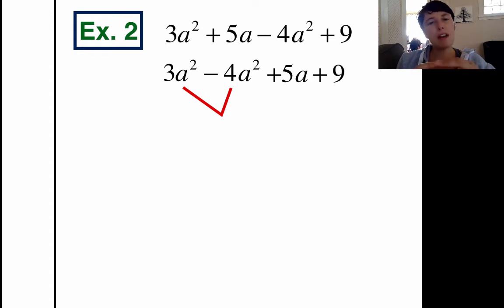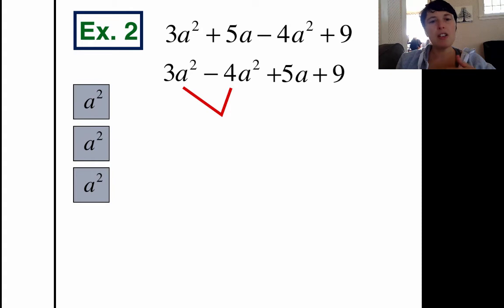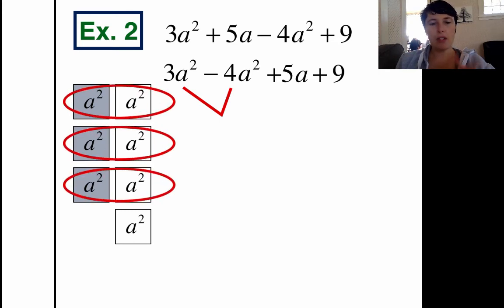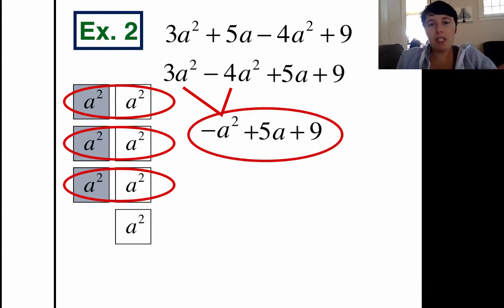And I can even think about it. I know we don't have a squared tiles in our algebra bags in our classroom, but you could invent one. You could imagine a squared. Imagine you had 3 a squareds and 4 negative a squareds. Well, you'd have a bunch of zero pairs that would go away. What do you actually have? You actually just have one negative a squared tile. Plus, you also have the 5a and the 9, which don't go together. They're not like terms. So that's your simplified expression. That is as far as you can go with this problem. There's nothing else we can do. Negative a squared plus 5a plus 9.